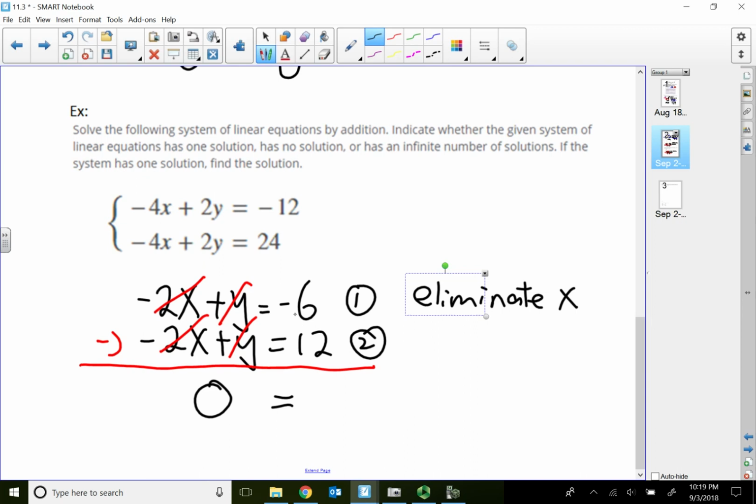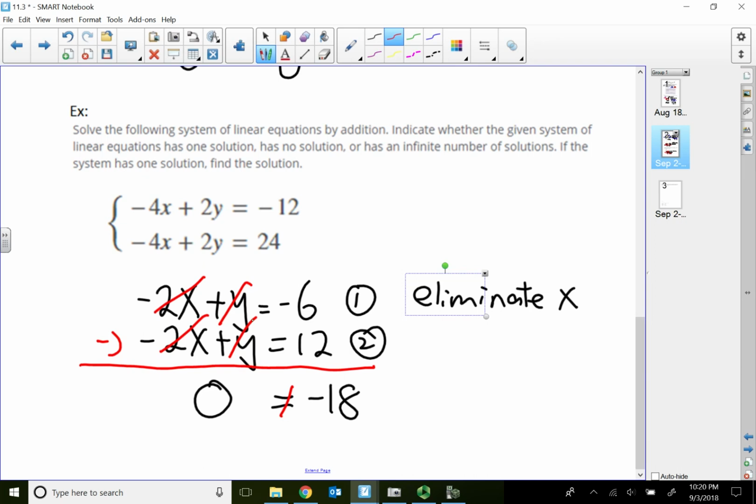On the right side though, -6 subtract 12 is -18. So 0 does not equal -18. That tells me the left side does not equal the right side, or the two lines never intersect because the two lines are parallel.